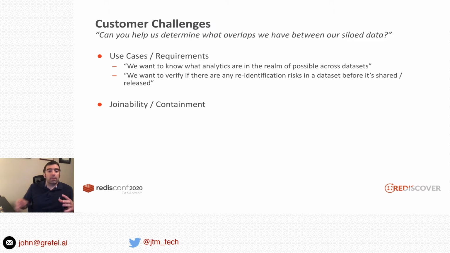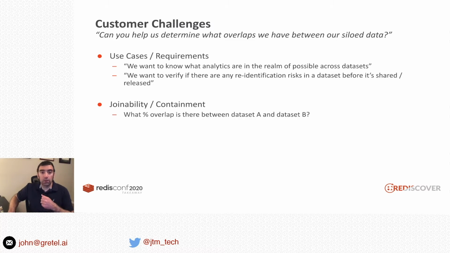So what we're talking about is joinability and containment. And I often use the two terms interchangeably, but really joinability in my mind is a yes or no question. Can data be joined? Yes or no. Containment is the actual measurement of how much of the data can be joined together. So really, containment is the percentage overlap between data set A and data set B, and vice versa.